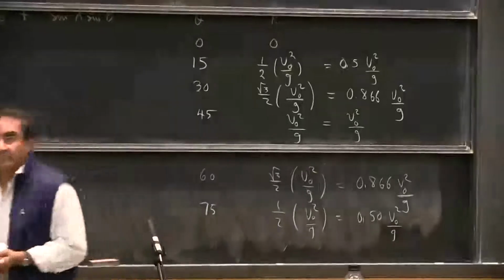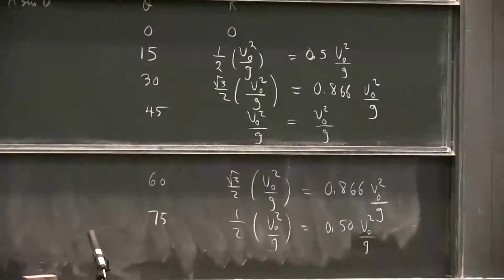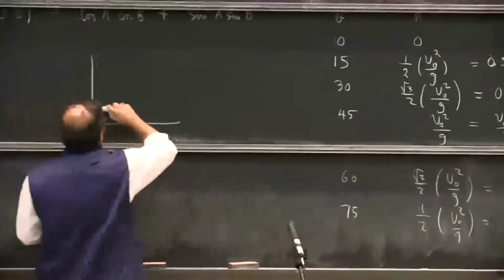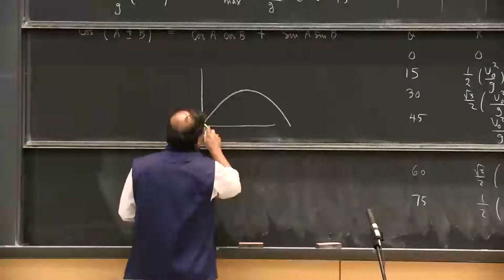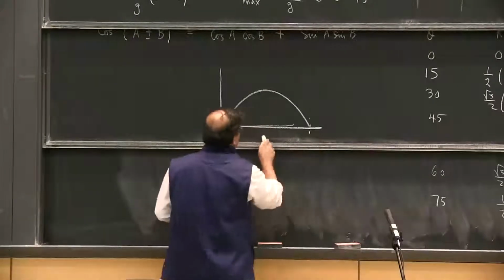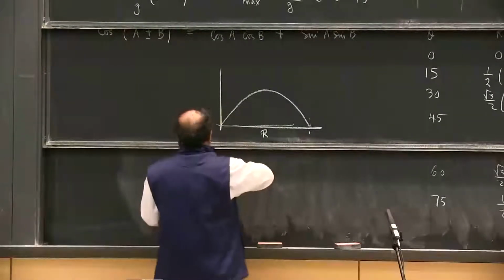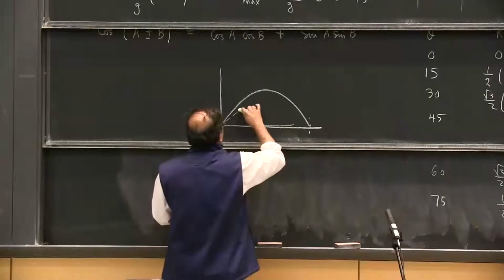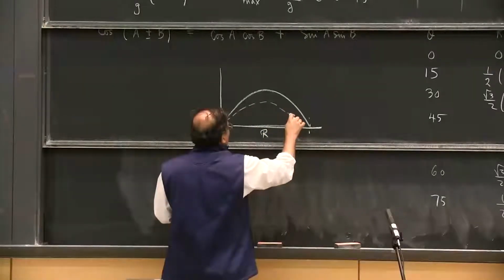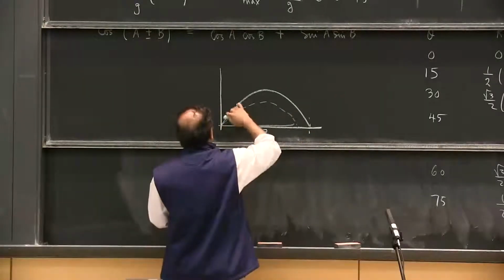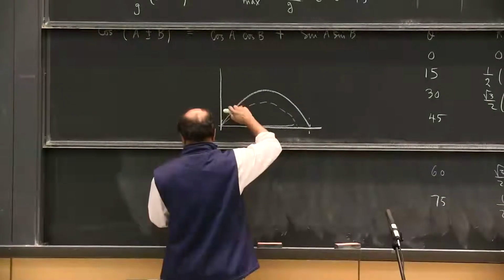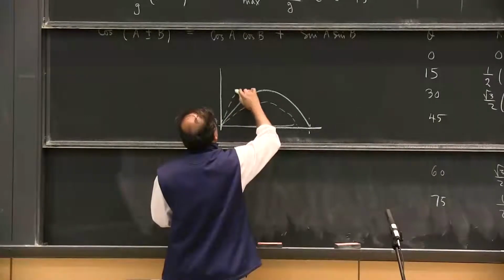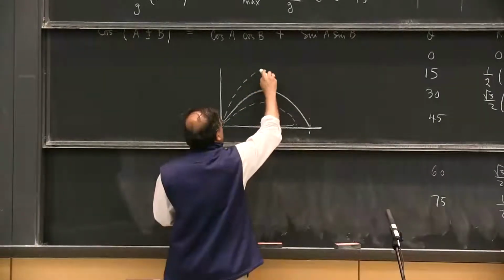Etc. Okay? So you see, when you shoot projectiles, the picture goes something like this. If it's a 45-degree launch, you obviously get the maximum possible range. There's no question. That's your R. But if you shoot it at 30 degrees, let's say, you get a smaller range. If you shoot it at, let's say, 60 degrees, it will actually reach the same point.